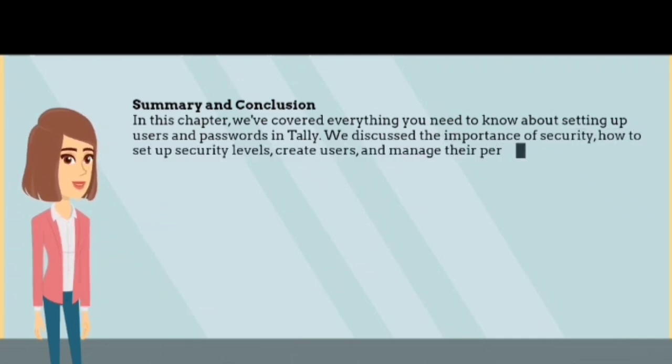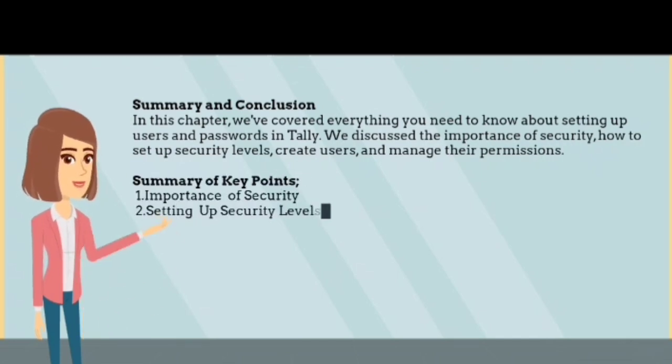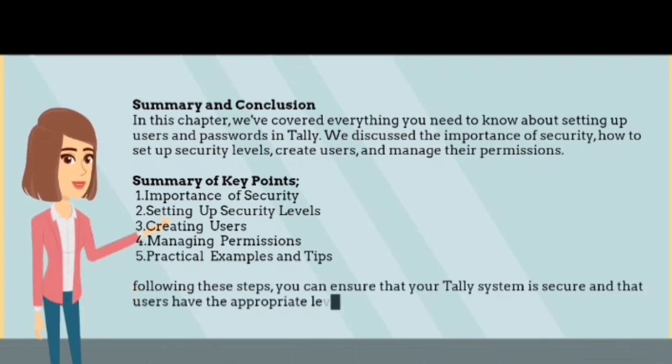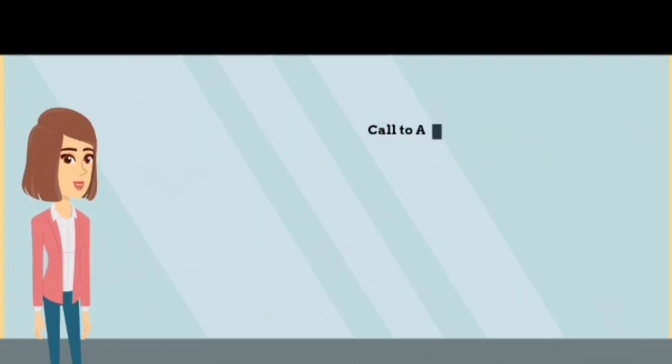Summary of key points. 1. Importance of security. 2. Setting up security levels. 3. Creating users. 4. Managing permissions. 5. Practical examples and tips. Following these steps, you can ensure that your Tally system is secure and that users have the appropriate level of access to perform their tasks efficiently.